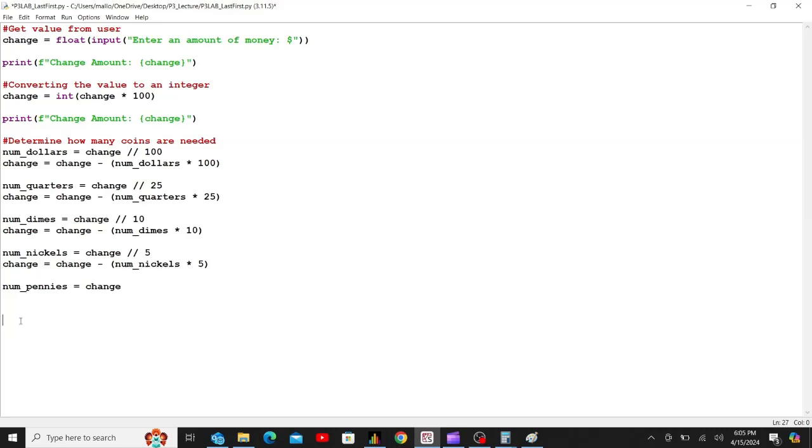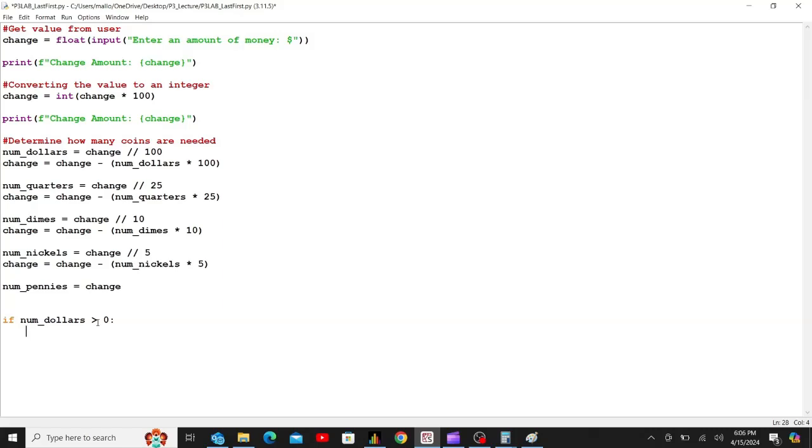Now we need to write some if-else statements to determine how we're going to print these values out. All right. So what we're going to do is we're going to say if num dollars is greater than 0. Because if num dollars is 0, we're not even going to print out any amount of dollars, right? We're just going to ignore that completely. So that's why we need this if statement here.